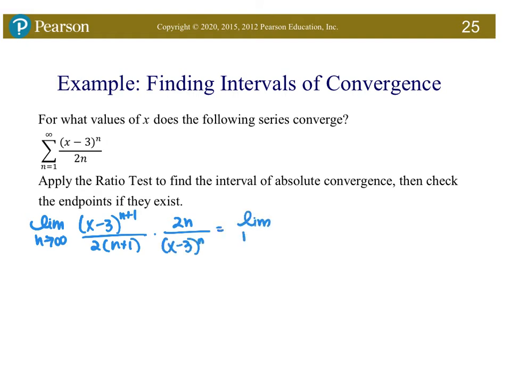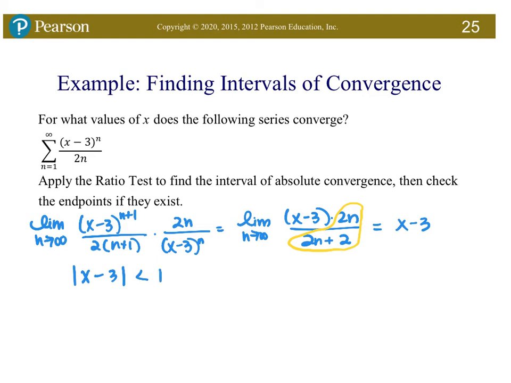And after we reduce the terms, we'll have x minus 3 times 2n over 2n plus 2. And this portion here is going to have a limit value of 1, so we'll be left with x minus 3. So we want to have the absolute convergence be less than 1.